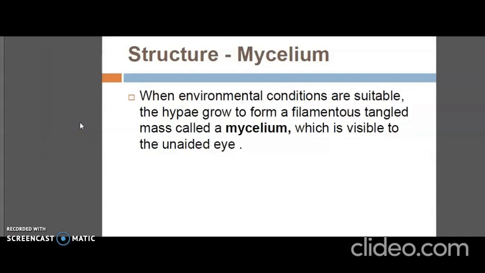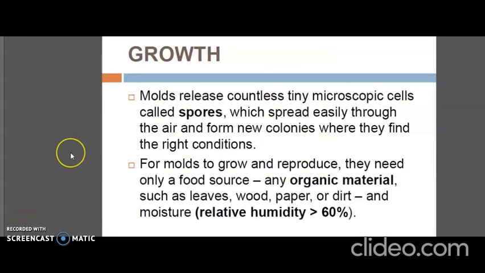When environmental conditions are suitable, the hyphae grow to form a filamentous tangled mass called a mycelium, which is visible to the unaided eye. Molds release countless tiny microscopic cells called spores, which spread easily through the air and form new colonies where they find the right conditions. For molds to grow and reproduce, they need only a food source, which can be any organic material such as leaves, wood, paper, or dirt, and moisture.